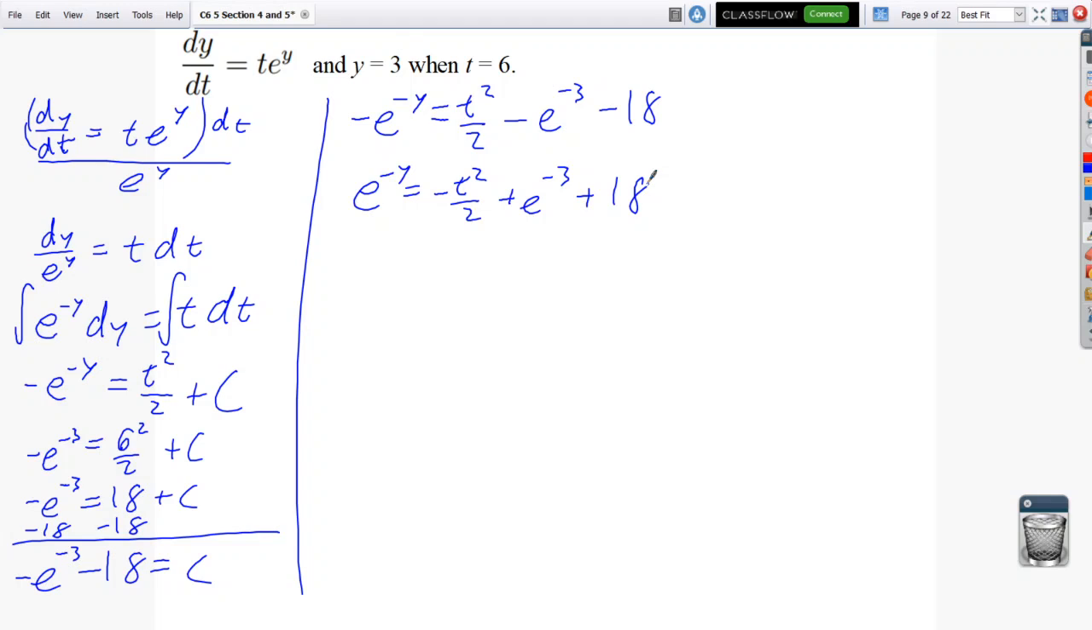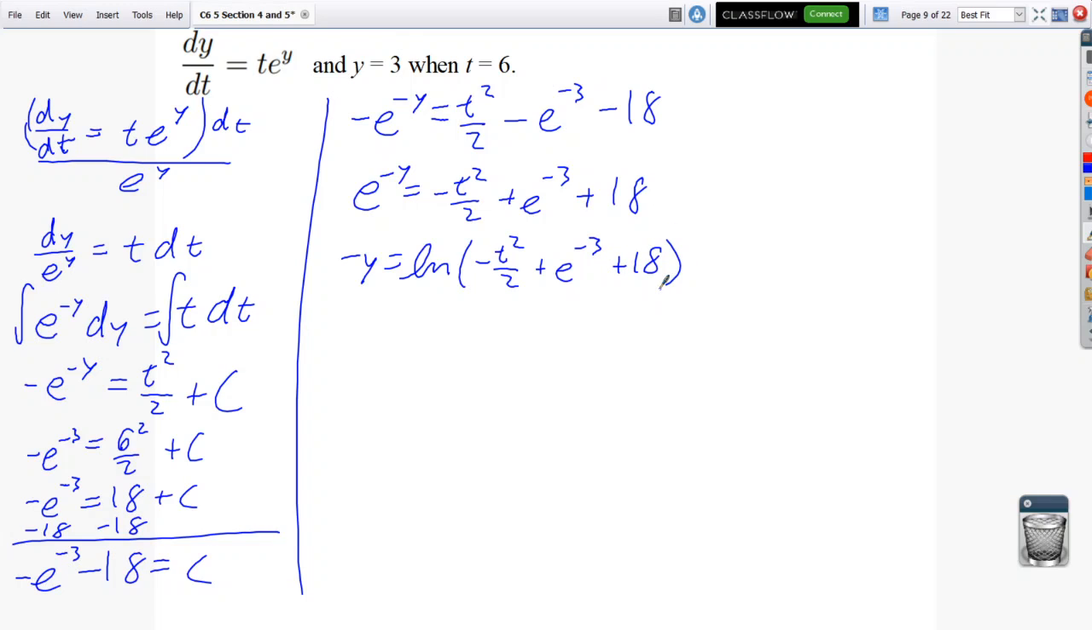Again, I know to unexponentiate here. To unexponentiate, I apply an ln. So I'm going to have negative y is equal to ln of negative t squared over 2 plus e to the negative third plus 18.